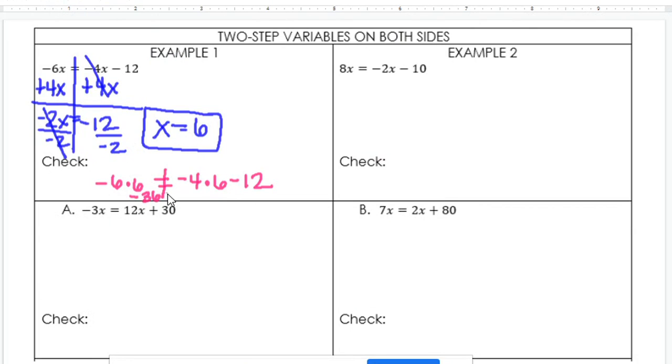So then on our equation here, does negative 36 equal negative 36? Yes, so it checked out. So you see, you work the left side, then you work the right side and see if they equal each other, and that's how you check to see if you were right.